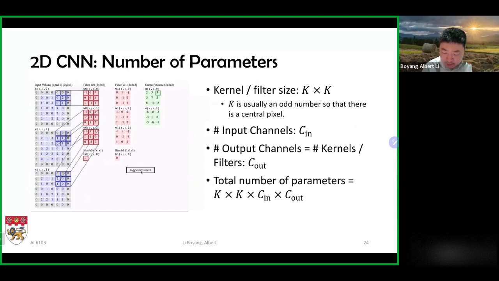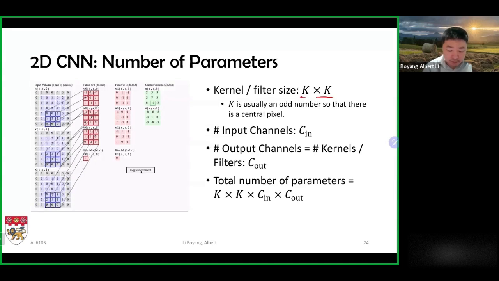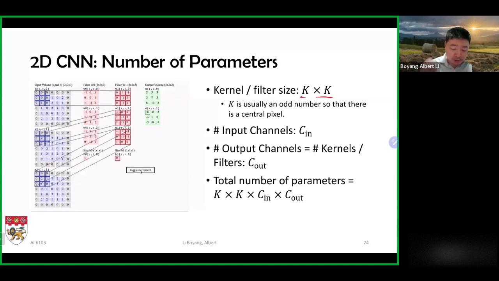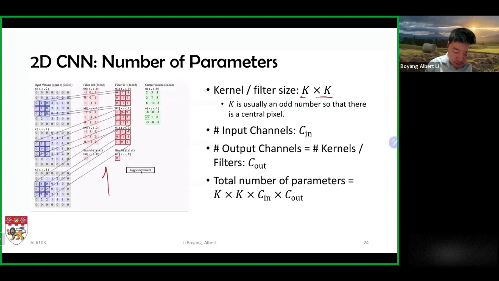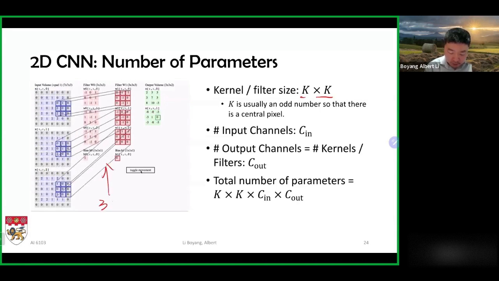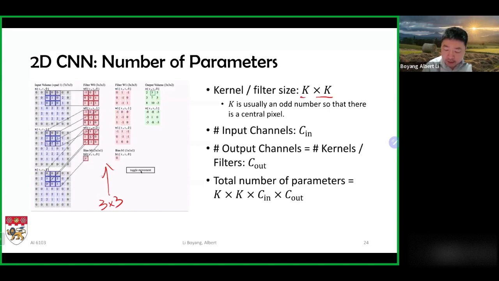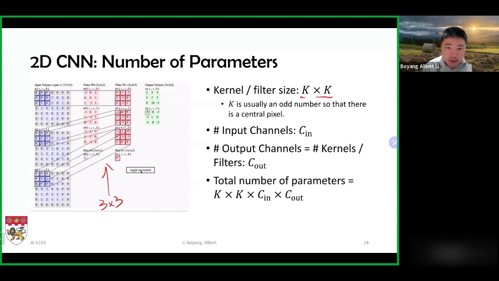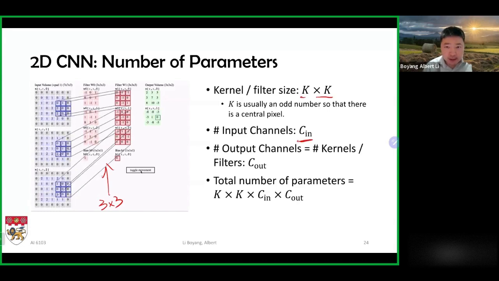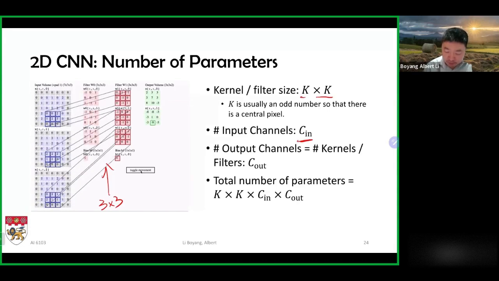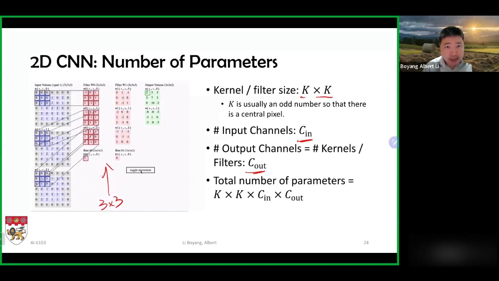And let's say my kernel size or the filter size is k by k. This refers to the dimensions of that little matrix. For example, in the diagram here, I have a 3 by 3 kernel size. k is usually an odd number so that we have a central pixel. The number of input channels I'm going to refer to as Cin, and the number of output channels as Cout.